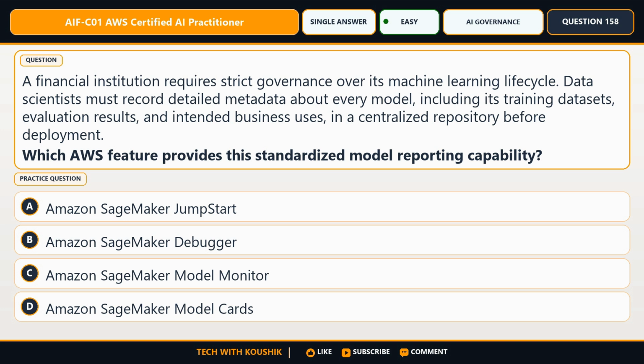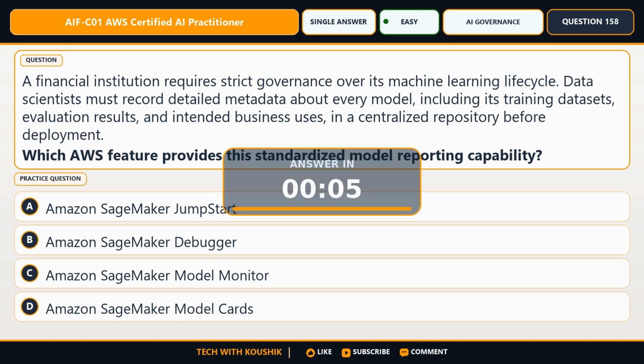Options. Option A, Amazon SageMaker JumpStart. Option B, Amazon SageMaker Debugger. Option C, Amazon SageMaker Model Monitor. Option D, Amazon SageMaker Model Cards.